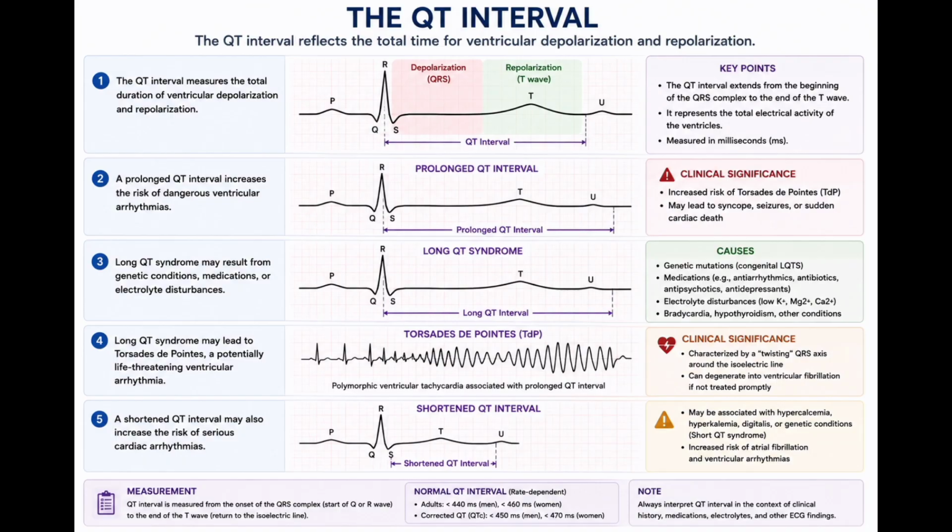A prolonged QT interval increases the risk of dangerous ventricular arrhythmias. Long QT syndrome may result from genetic conditions, medications, or electrolyte disturbances. Long QT syndrome may lead to Torsades de Pointes, a potentially life-threatening ventricular arrhythmia. A shortened QT interval may also increase the risk of serious cardiac arrhythmias.